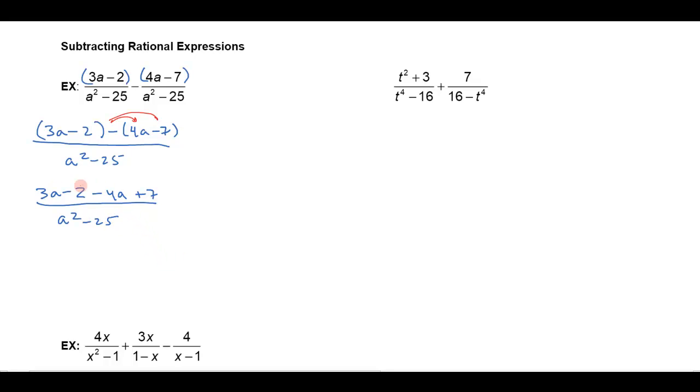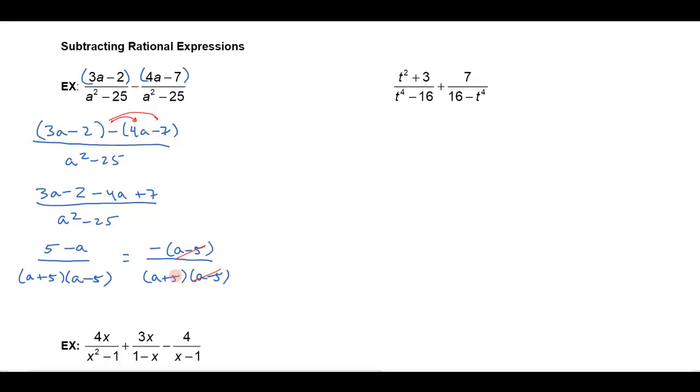So notice this is going to give me a negative a plus 5. Let me just write that as 5 minus a all over a squared minus 25, which is the difference of squares. I can factor that as a plus 5, a minus 5. Now 5 minus a is just a minus 5 with a minus sign in front. I can factor a negative out of that, and then that a minus 5 is going to cancel with the a minus 5 in the denominator.